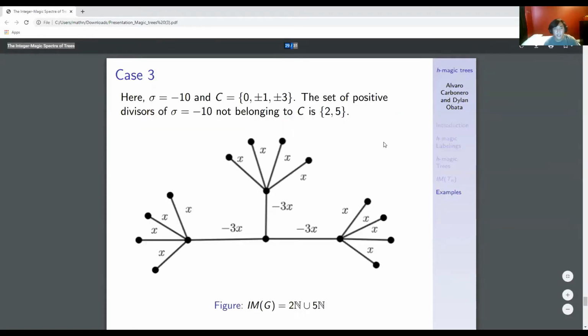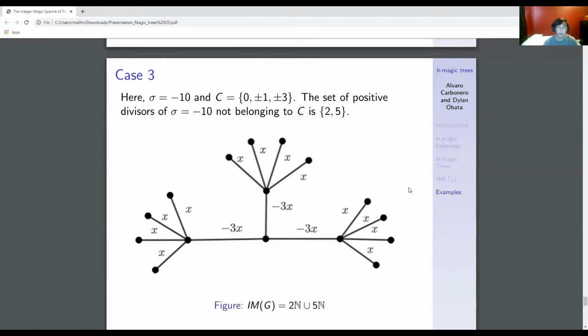Lastly, for our last case, we can do the same. The labelings for the edges is going to be x and -3x. Therefore, our sigma is going to be calculated to -10. And our set C is going to be 0, ±1, and ±3. And then the set of positive divisors of -10 not belonging to C are going to be 2 and 5. Therefore, from our theorem, the integer magic spectrum of this graph is going to be the multiples of 2 unioned with the multiples of 5 belonging to the set of naturals.